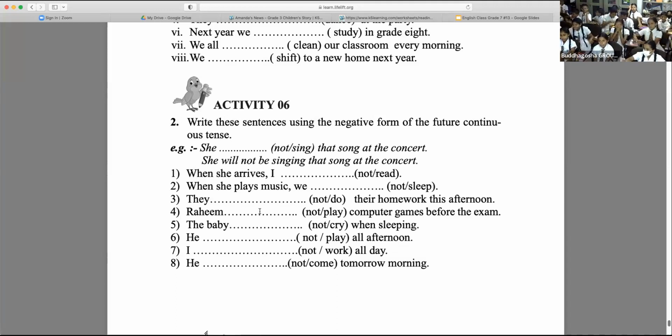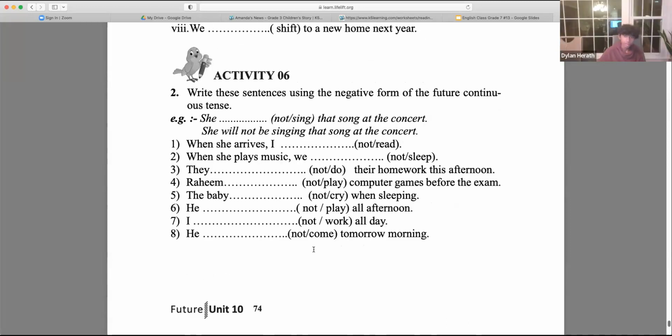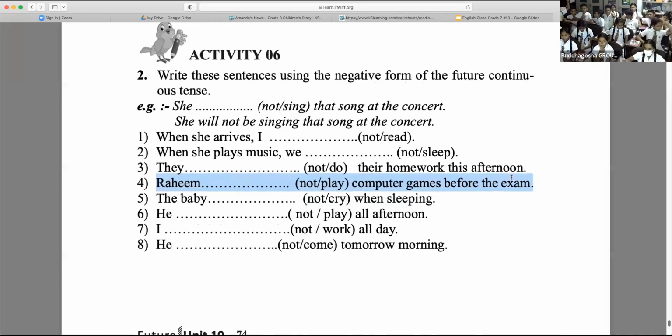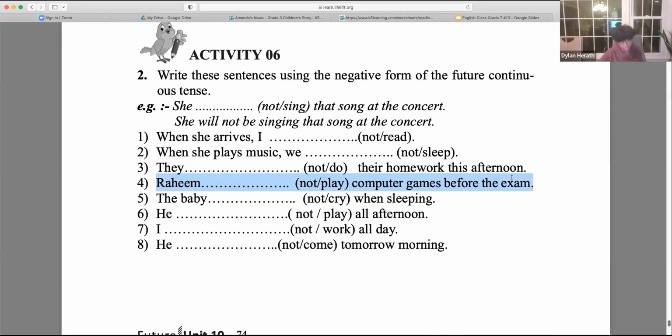Are you asking it on a future continuous tense or future tense? Oh, sorry. Okay, right here. So this one right here. What is the answer? Rahim will not be playing computer games for the exam. There we go. Very nice. Rahim will not play computer games before the exam.